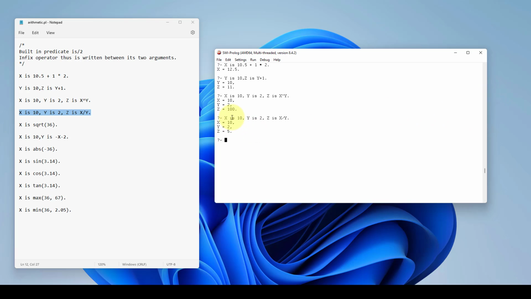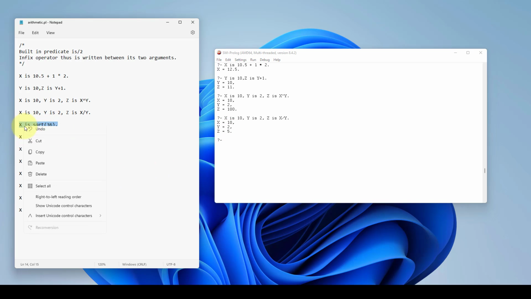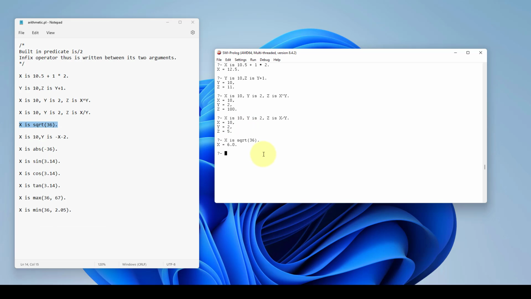This one here, once again 3 parts to it. X is 10, Y is 2, and Z is X divided by Y. So 10 divided by 2 gives us 5. This one here, we're using the inbuilt Prolog square root predicate. So X is the square root of 36, which is 6.